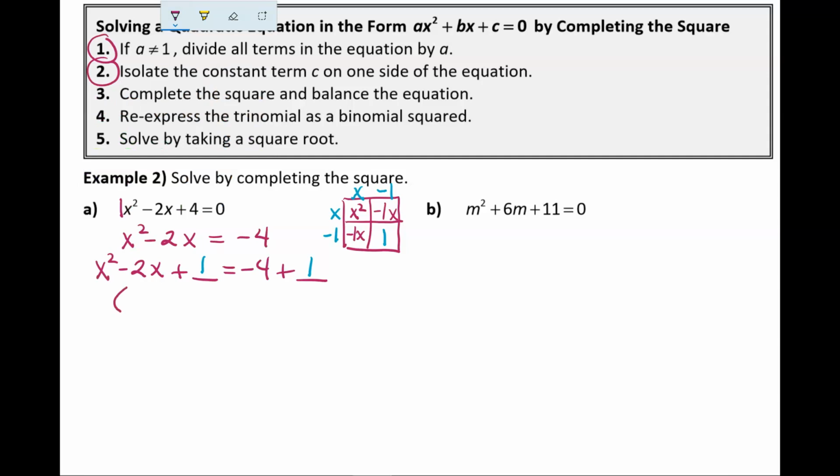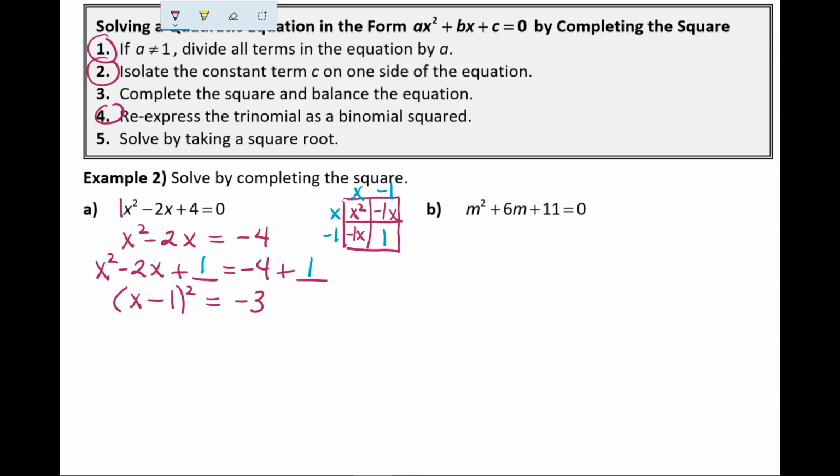Next, we're going to rewrite the trinomial as a binomial squared. So that means x squared minus 2x plus 1 can be rewritten as x minus 1 squared. And then we're going to go ahead and combine the terms on the right side to get negative 3.